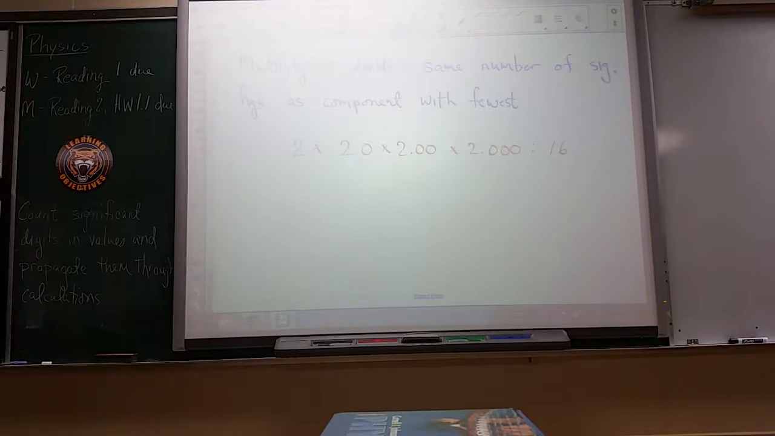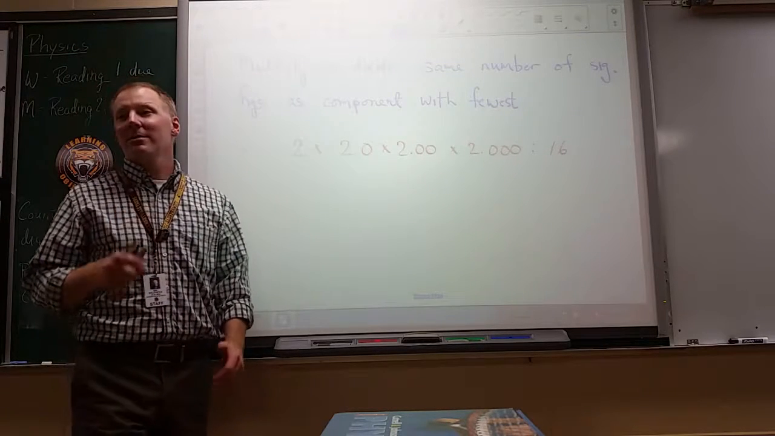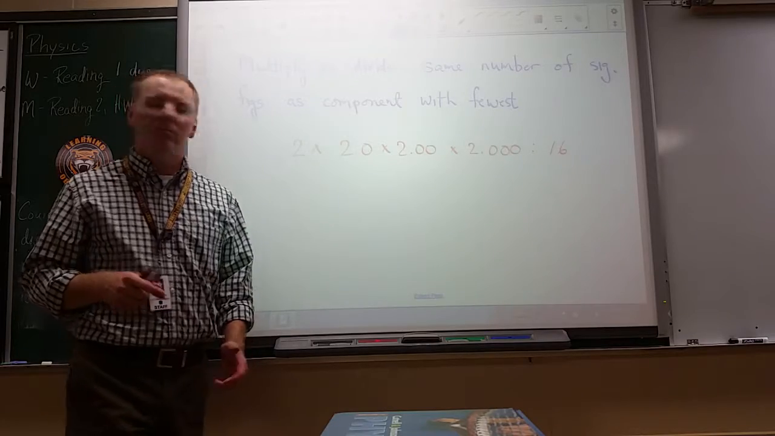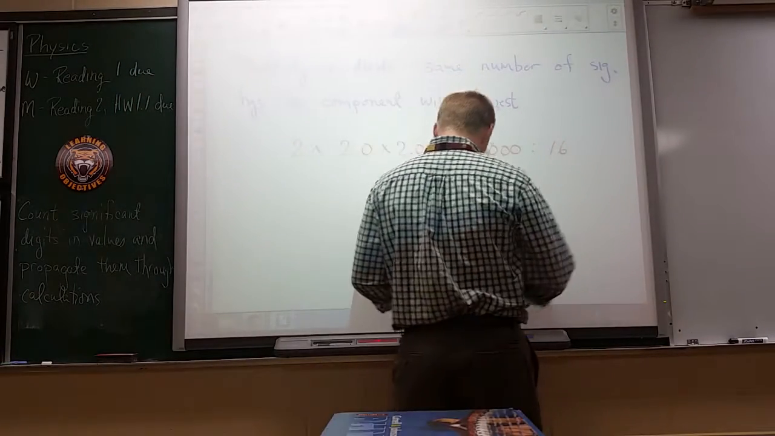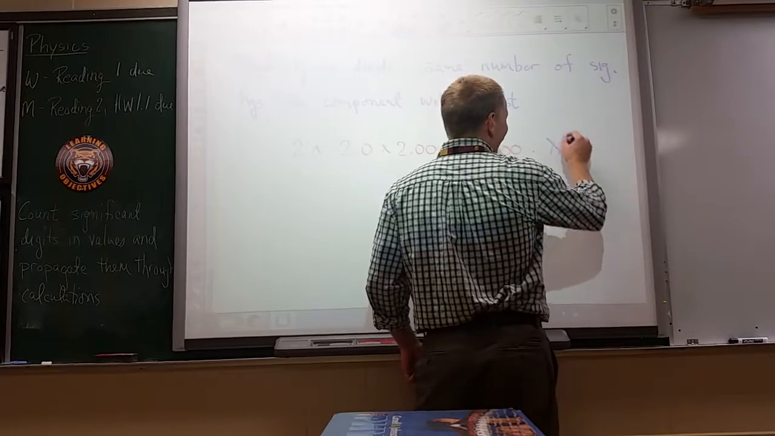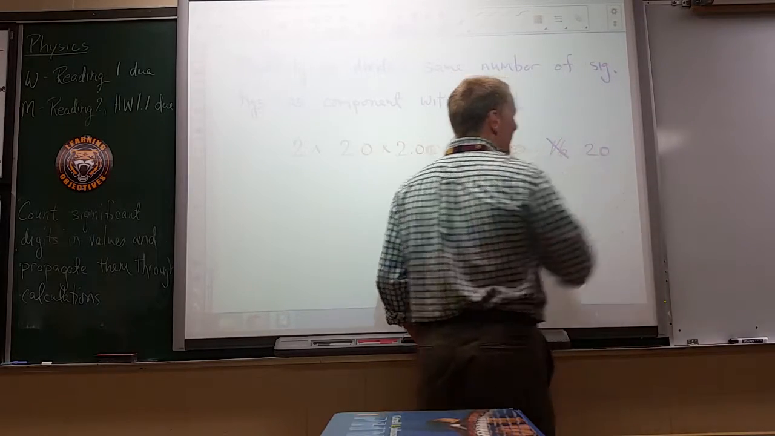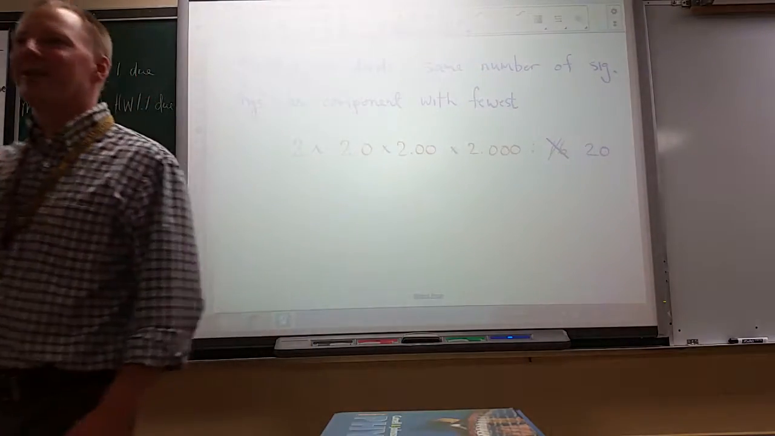How many significant digits should our result have? One. So it's 20, because that 16 has two. So when we get to the end, we actually have to then round that value to have the appropriate number. So actually, 2 times 2 times 2 times 2 is 20. Right? Because 20 has just one sig fig.